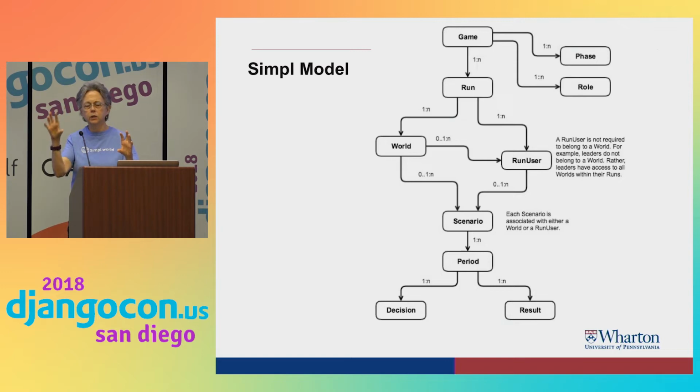So a user may be assigned to multiple runs, either within a game or across games, and a run may have multiple users. But for any particular run, one user is associated with one run in a one-to-one relationship, and they are either a leader or a player. And the other thing here is that, I don't know if you can see it, but there are a lot of one-to-many relationships going down. So when the model is actually instantiated at runtime, you have a tree structure.